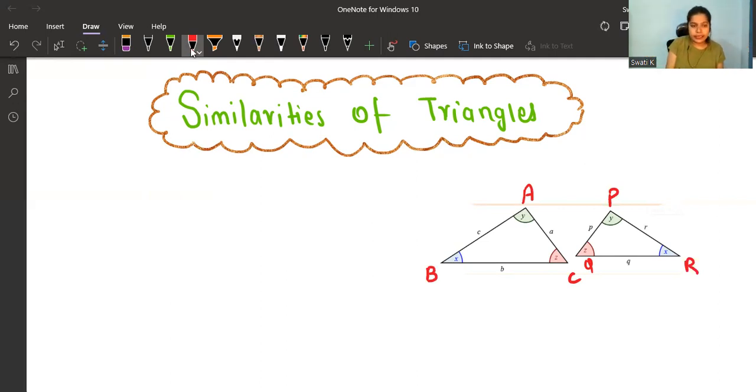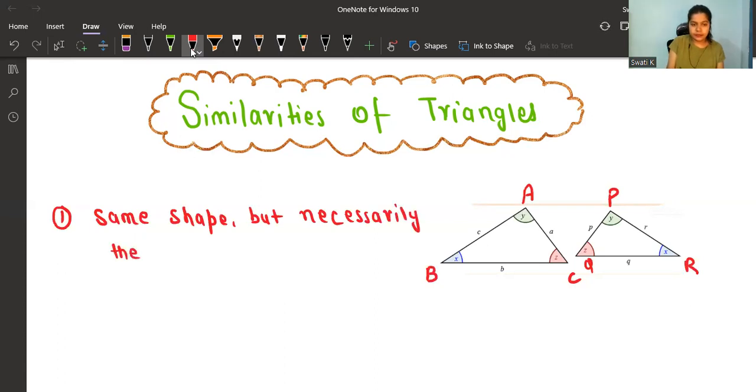So first, as I already said, same shape. All right, the shape, of course, should be same. It's not like one triangle and one square. We cannot say that both the figures are similar. Of course, the shape should be same. So here, same shape, but not necessarily the same size.